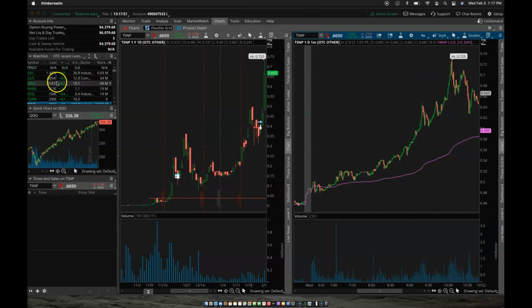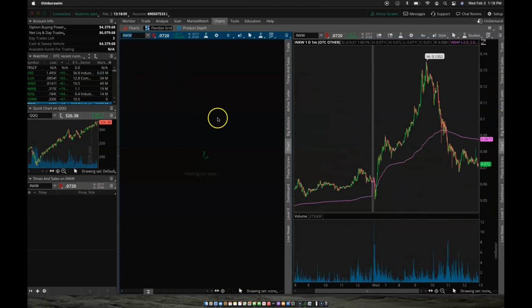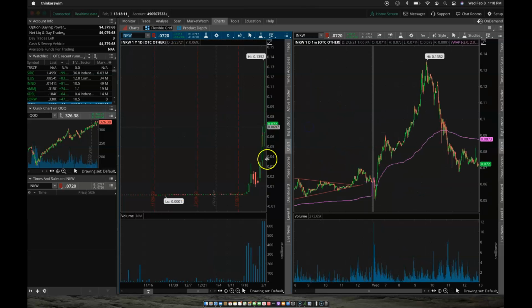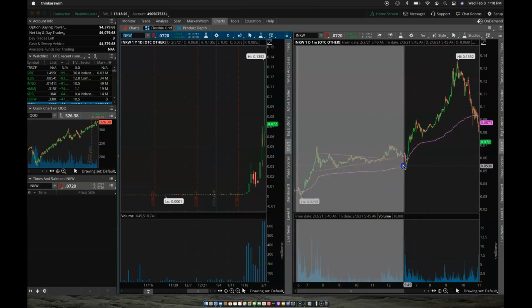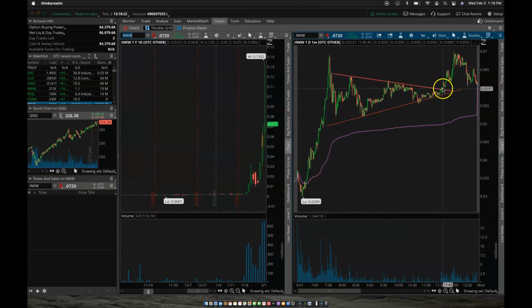Other ones I've been watching are ones you guys have probably seen. INKW. It's a beautiful breakout play here, nice continuation. I tried to play this yesterday and didn't get a fill at 60 cents or at 6 cents.